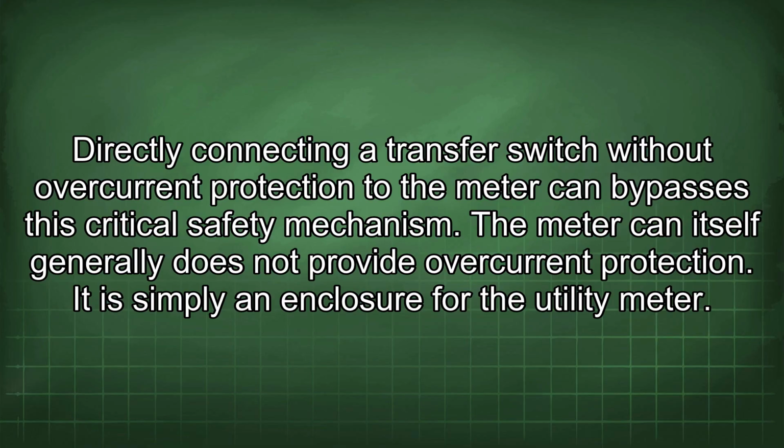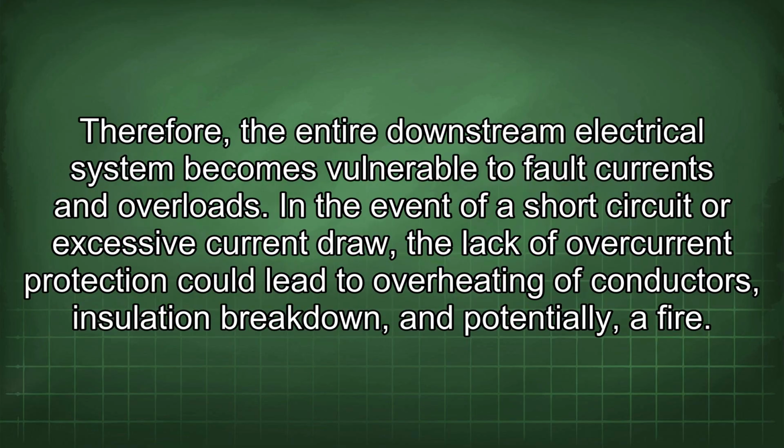The meter can itself generally does not provide overcurrent protection. It is simply an enclosure for the utility meter. Therefore, the entire downstream electrical system becomes vulnerable to fault currents and overloads. In the event of a short circuit or excessive current draw, the lack of overcurrent protection could lead to overheating of conductors, insulation breakdown, and potentially a fire.